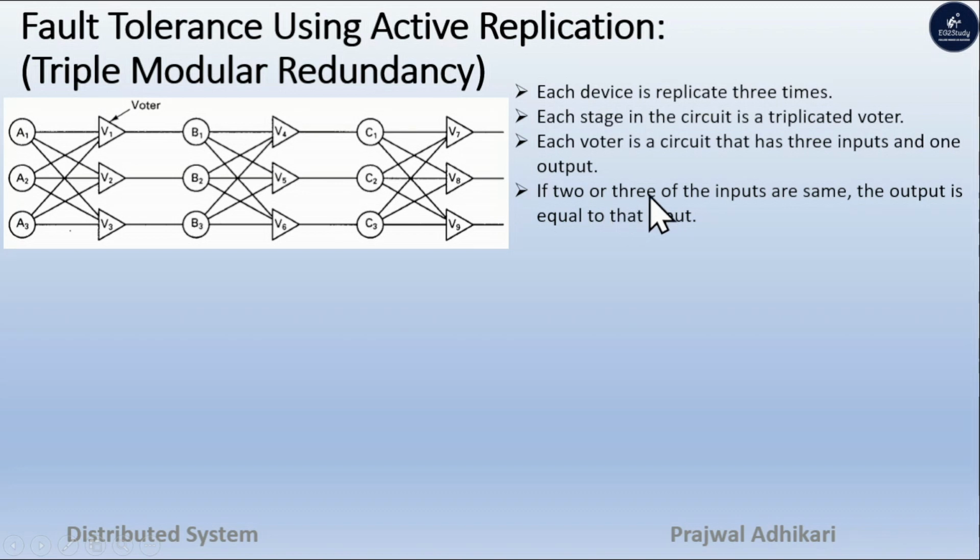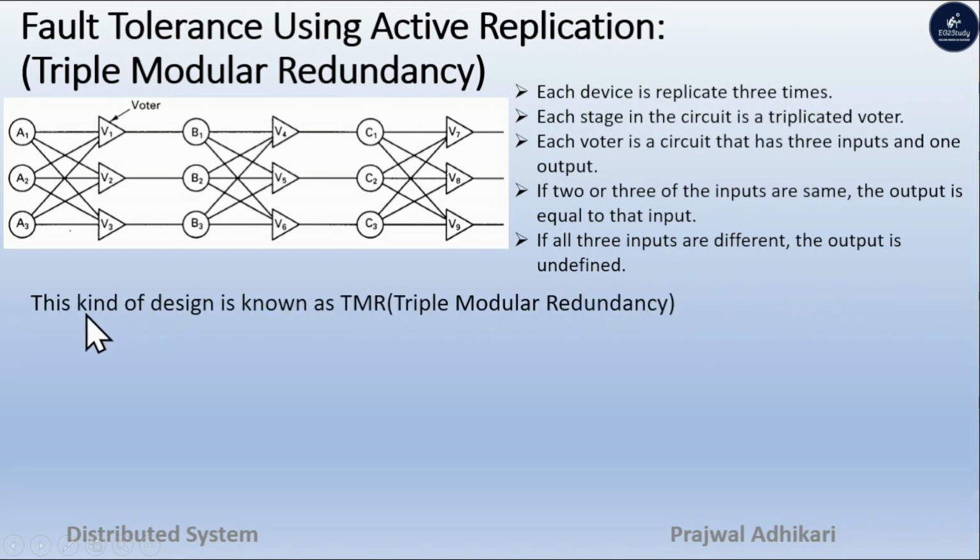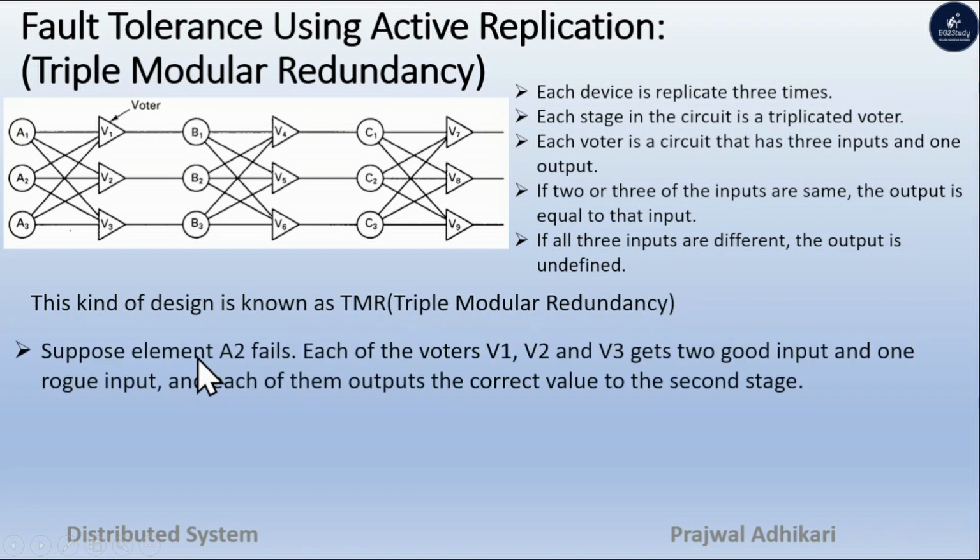If 2 or 3 of the inputs are the same, the output is equal to that input. If all 3 inputs are different, the output is undefined. This kind of design is known as TMR, triple modular redundancy. Suppose A2 fails, then each of the voters B1, B2, B3 gets 2 correct inputs and 1 rough input, and each of them outputs the correct value to the second stage.